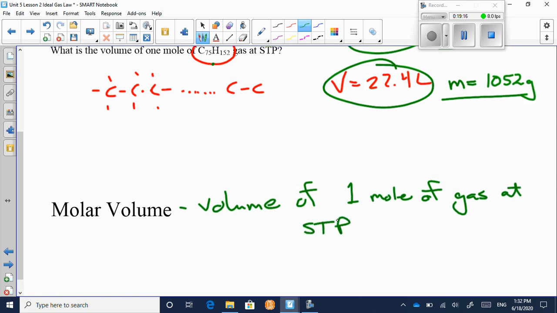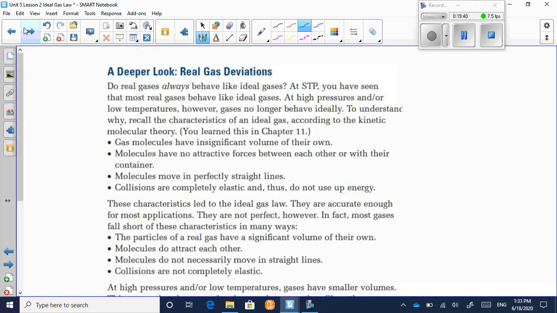Okay, and we know that the molar volume is 22.4 liters for any ideal gas. So any gas, regardless of the size, even though they're going to have different masses, will take up the same amount of room. Now, I hope some of you are struggling with that, because this is a little section out of your textbook that I think explains it very well.